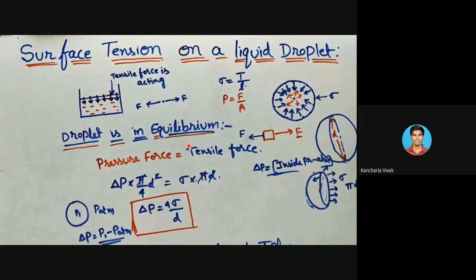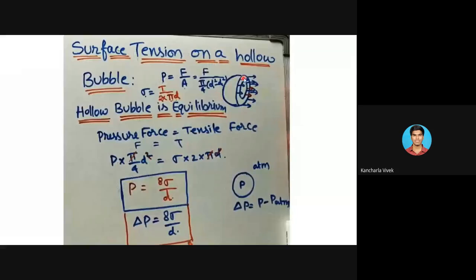Then we go for the second case. Let us consider surface tension for a condition on a hollow bubble. Here we want to know the pressure change to keep the hollow bubble in equilibrium. So what do we have? Here we have surface tension. Here we have the pressure.